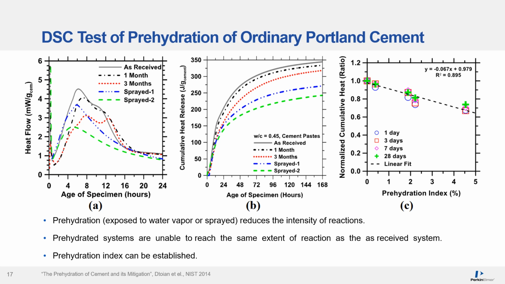The influence of prehydration on the rates of reaction as measured using isothermal calorimetry for A, the graph A on the left, is your heat flow, B, cumulative heat release, and C, cumulative heat release at 1 day, 3 days, 7 days, and 28 days for all cement paste mixtures normalized by the heat released by the as received paste mixture. So, prehydration due to exposure to moisture does reduce the reactivity of OPC as seen in all three graphs.